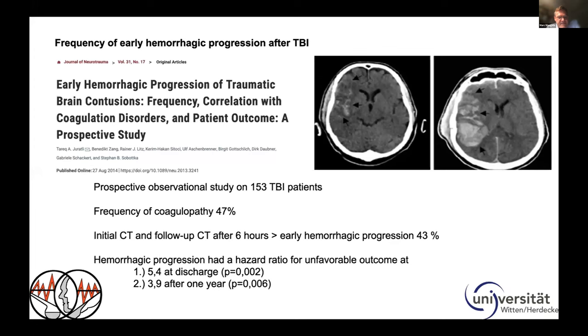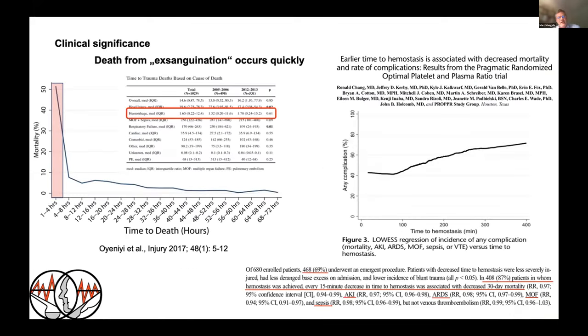And the development of hemorrhagic progression in this cohort was substantially translated into outcome. It had a hazard ratio for unfavorable outcome at discharge of 5.4 and after 1 year of 3.9, and both were highly statistically significant. And actually, these are two studies taken from the general systemic trauma arena, but I think they hold also true for the TBI population. Because when people die from exsanguination, they die usually very quickly, on average between hour 4 and 6 after admission to the hospital.